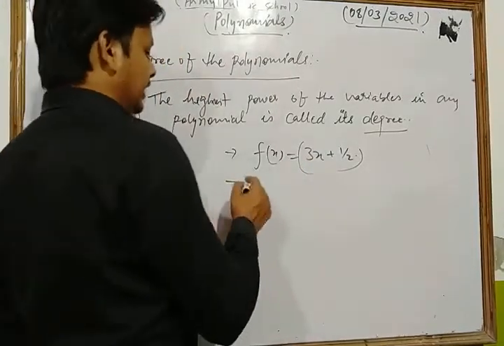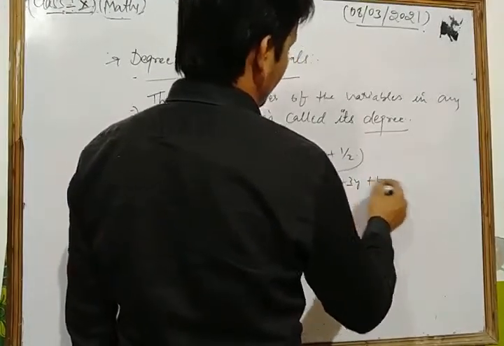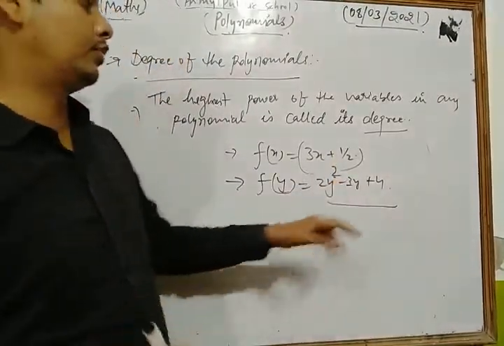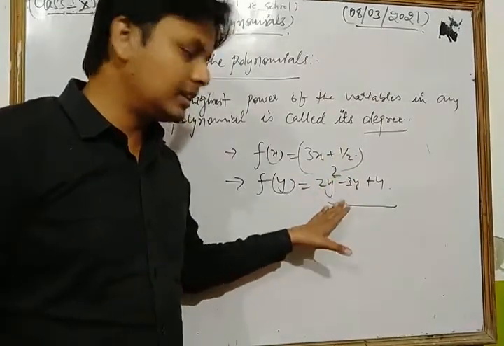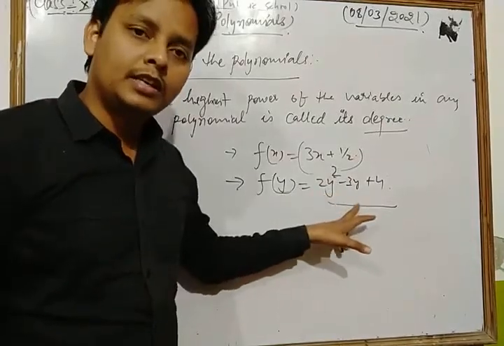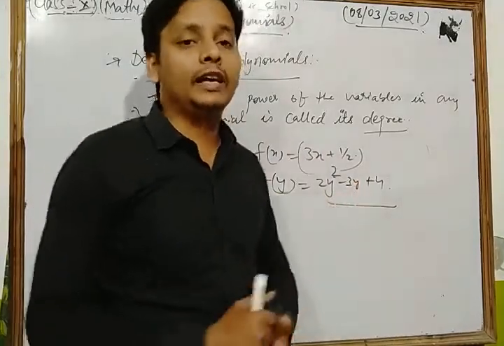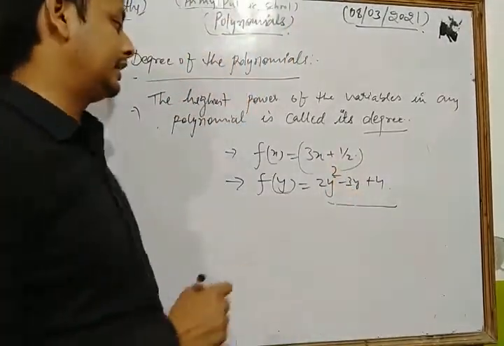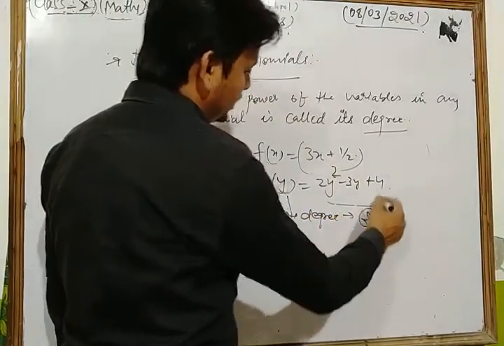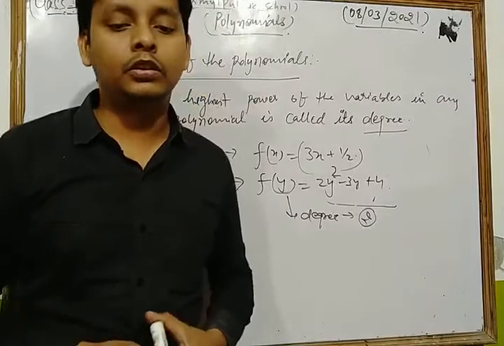If we write another polynomial in terms of y, 2y^2 minus 3y plus 4, this is a polynomial in y, the variable is y, and the highest power of the variable is 2. So the degree of that polynomial is 2. This is the concept of degree of a polynomial.